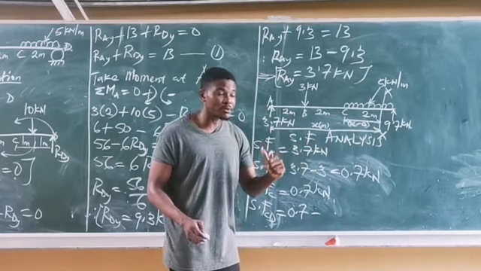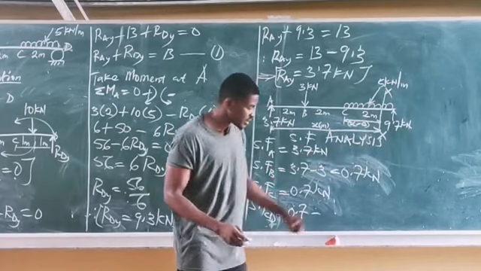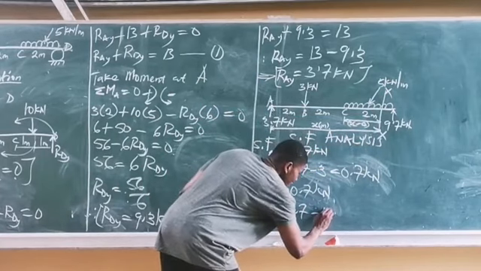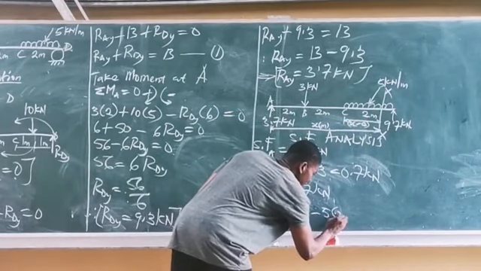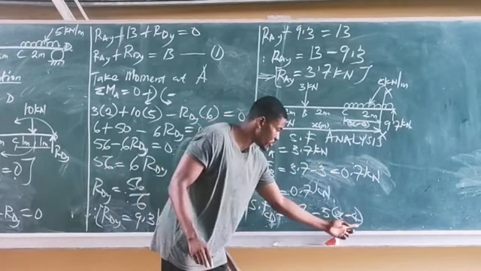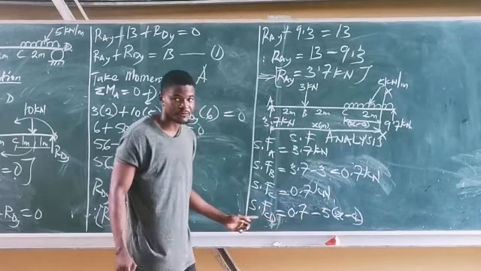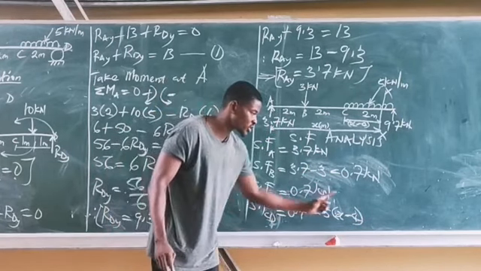So it means the point load becomes the intensity times the length covered. We have minus 5 as the intensity, and the length covered is x minus 4. So this becomes the point load of the UDL. This is what we call the shear force equation.